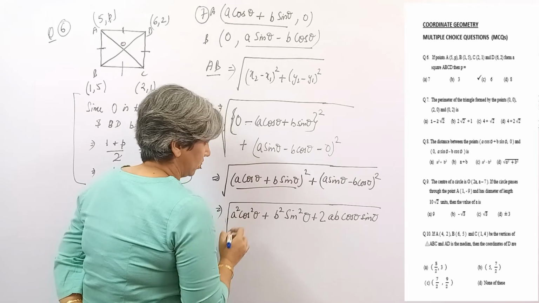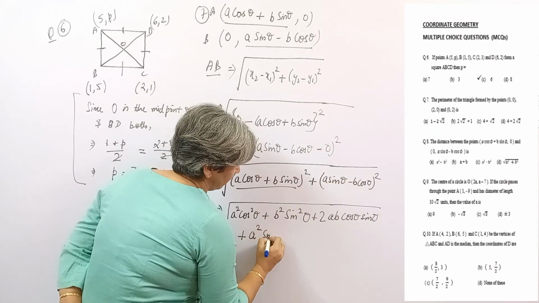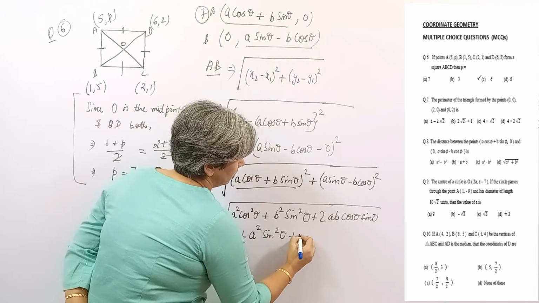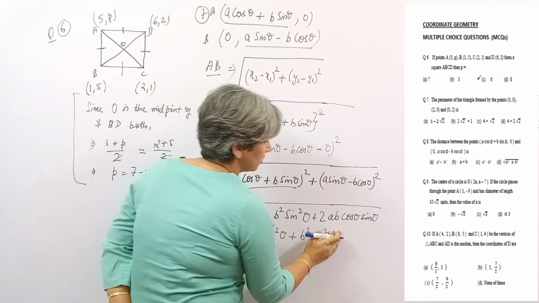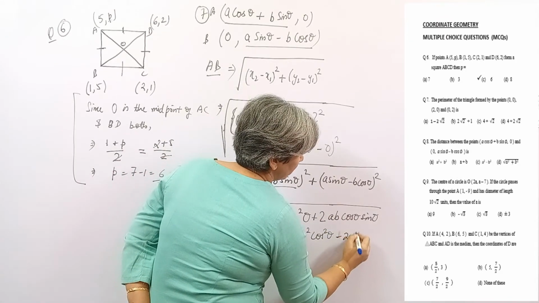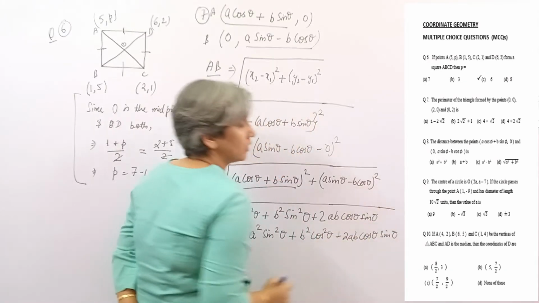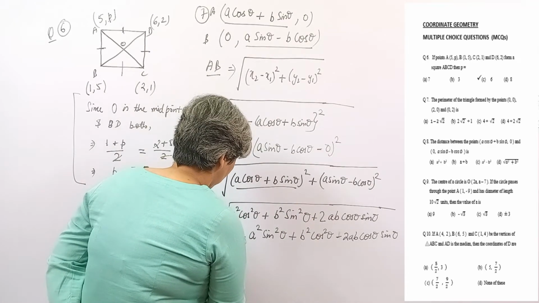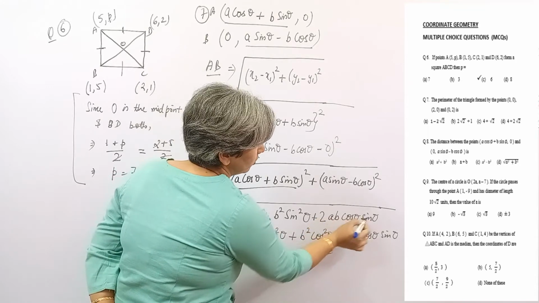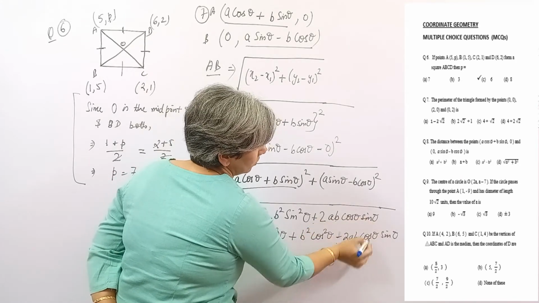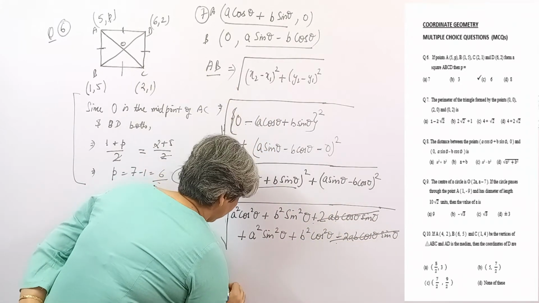We'll just quickly do it. Plus now we'll use the formula in this: a square sin square theta plus b square cos square theta minus 2ab cos theta sin theta, right? 2ab. So we'll see if anything is getting cancelled. 2ab cos theta sin theta plus and minus 2ab cos theta sin theta. So these two terms got cancelled, right?